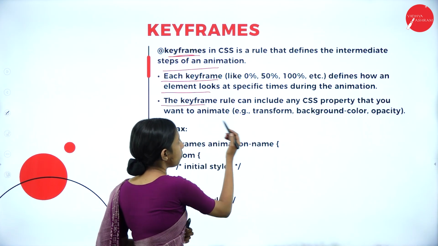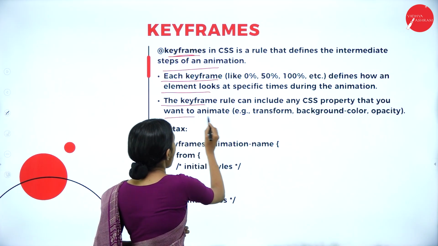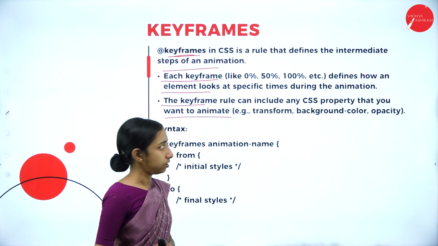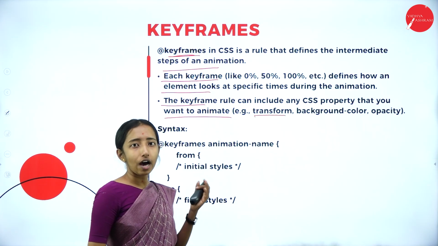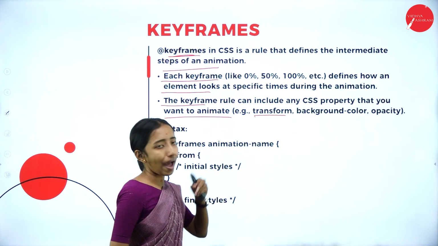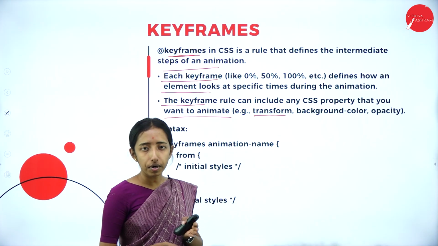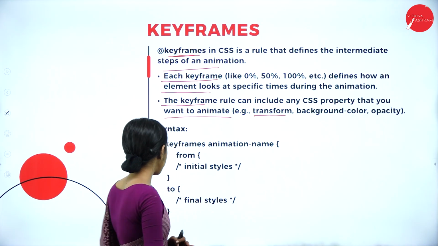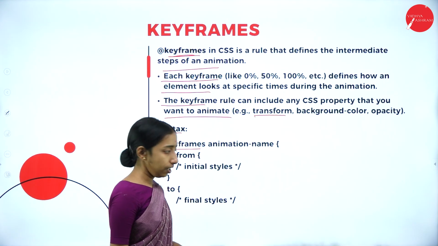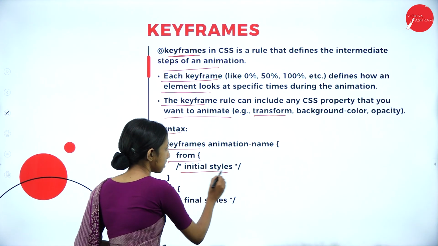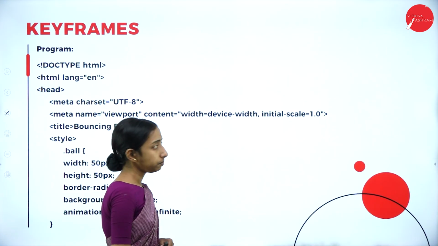The keyframe rule can include the CSS properties that we want to add in an animation. For example, the transform, background color, opacity. We have used the transform, we can also use the background color and the opacity, and different properties available in CSS. So here is the syntax: add keyframes, the animation name. From means it is the initial style and to means it is the final style.